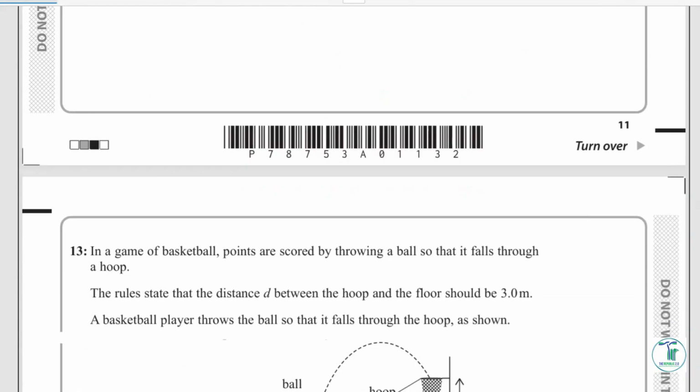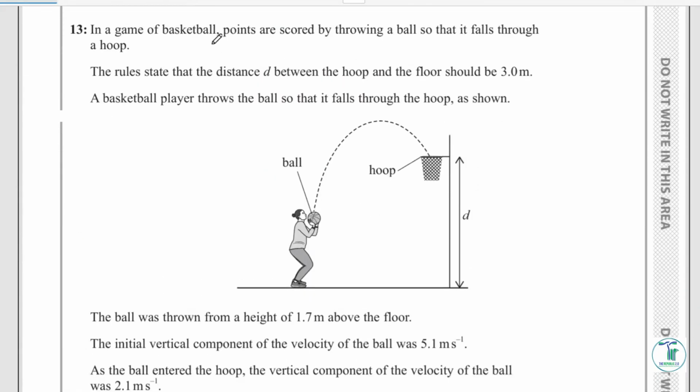Now you have got this question number 13. In a game of basketball, points are scored by throwing a ball so that it falls through the hoop.